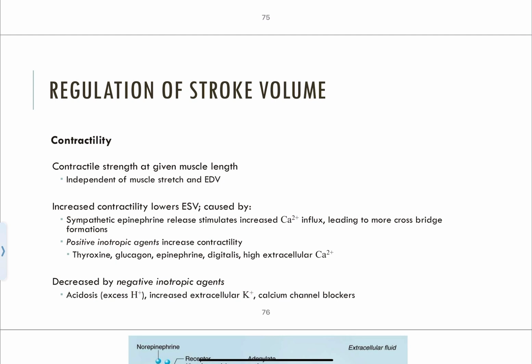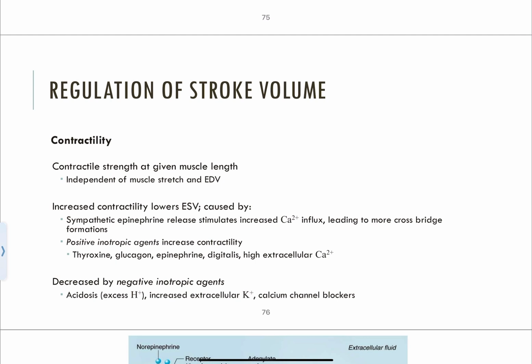More calcium in our cytoplasm is going to increase the contractility, because remember, calcium is our final trigger for contraction. If we're talking about cardiac muscle, they get it from two different places, the sarcoplasmic reticulum as well as the extracellular space. The more calcium you have, the more cross-bridge formations you have, the stronger the contraction.